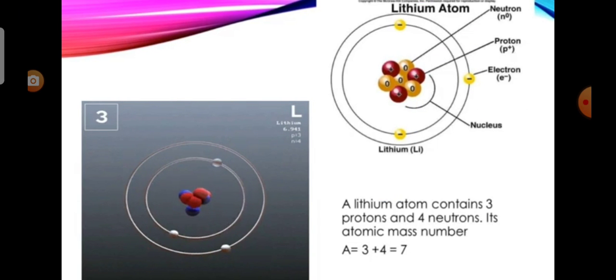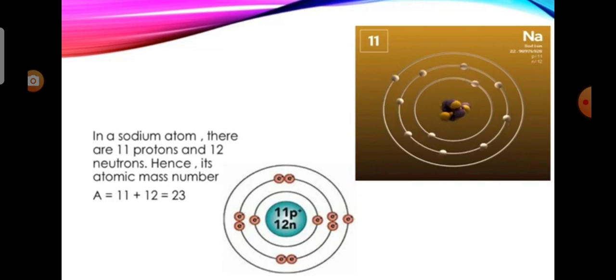For example, a lithium atom consists of 3 protons and 4 neutrons. So the atomic mass number is equal to 3 plus 4 equal to 7. In a sodium atom, there are 11 protons and 12 neutrons. Hence the atomic mass number A is equal to 11 plus 12 equal to 23.